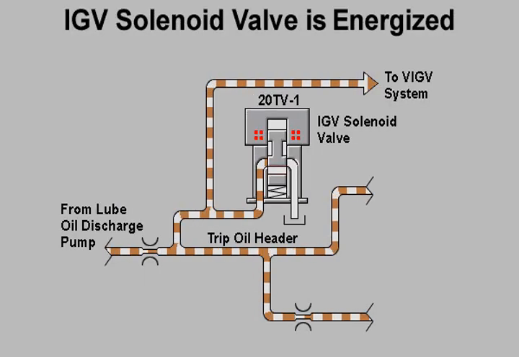When the turbine is operating normally, the IGV solenoid valve is energized by the control system and its path to drain is blocked. Trip oil is therefore able to maintain normal pressure in the VIGV system. This allows hydraulic oil to modulate the variable inlet guide vanes according to the required schedule.